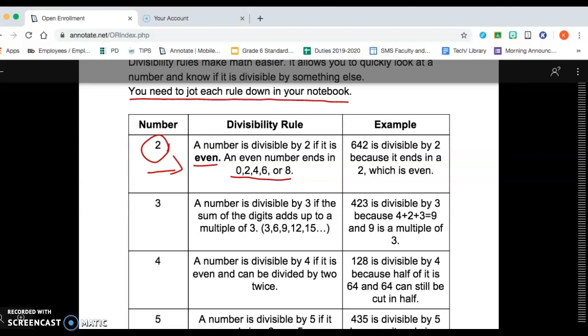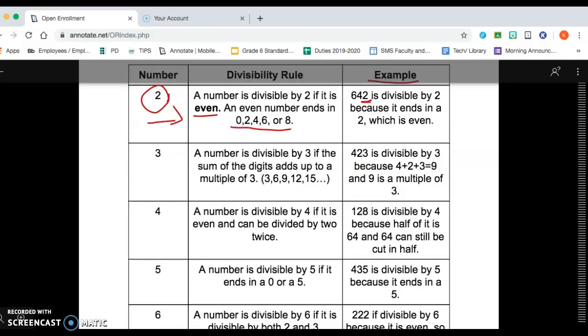You can pause the video if you need to. You do not need to write down the example, but we are going to go over it. So 642 is divisible by 2 because it ends in a 2, which is even. So because it's even, that means it's divisible by 2. You just look to see if the number is even, and if it is, you can divide it by 2.